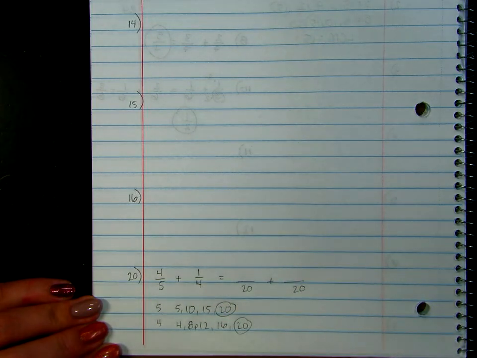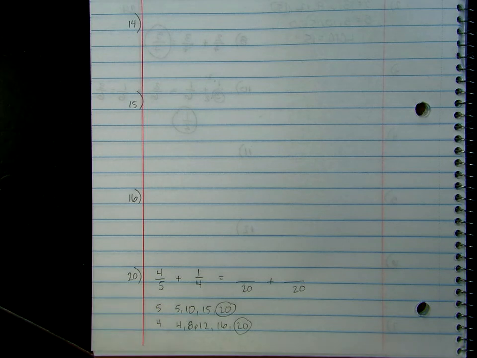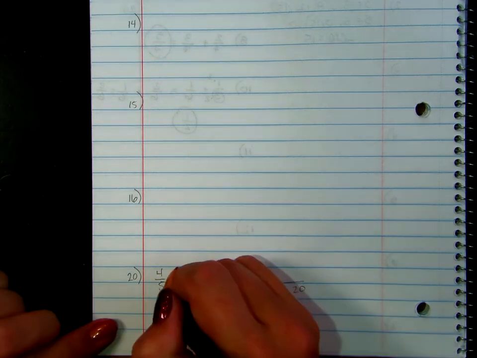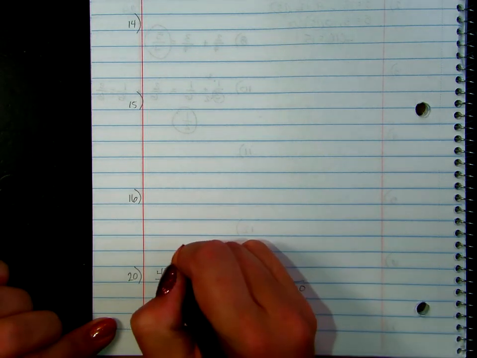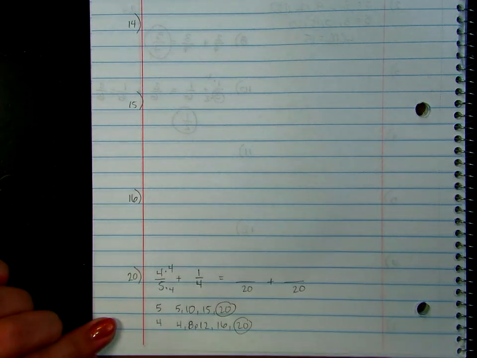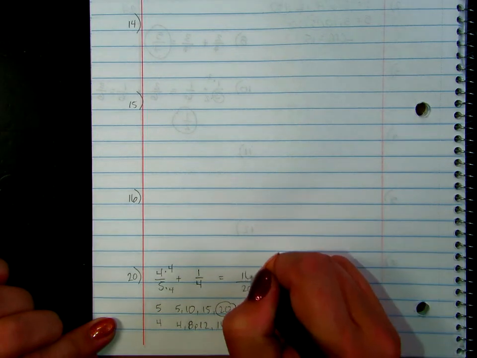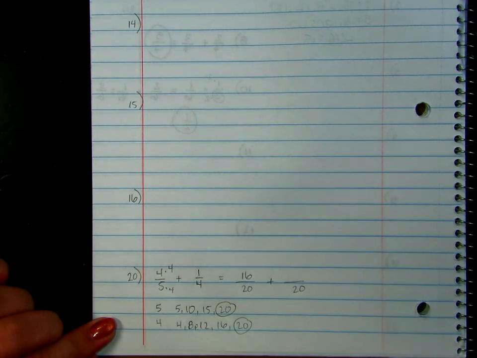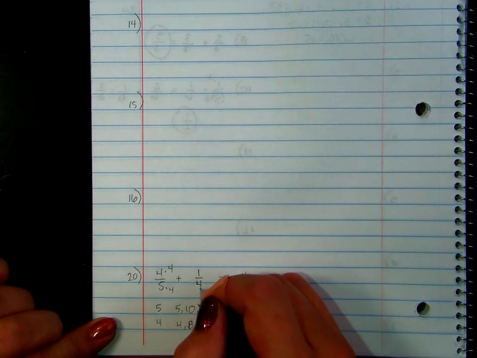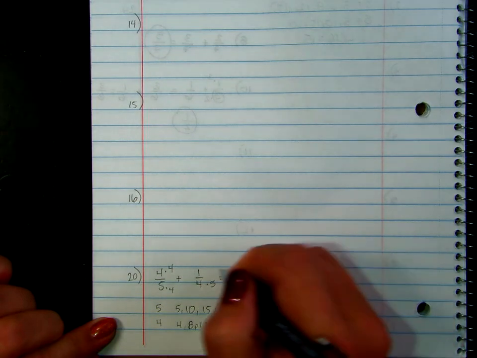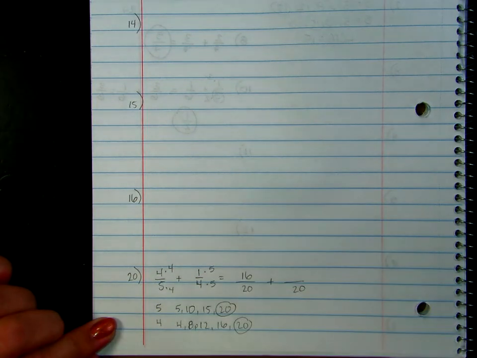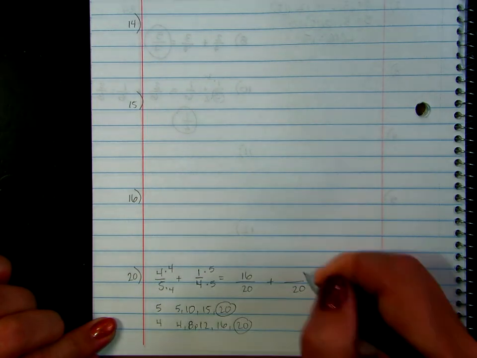Now I'm going to need to multiply each one of my denominators by a particular number in order to make it 20. And in this case, 5 times 4 is going to give me 20. So I'm going to times by 4 on top as well. So I'm going to go 4 times 4, which is 16. Now, I'm going to do the same thing over here. I'm going to go 4 goes into 20 5 times. So 4 times 5 on the bottom, and I'm going to times by 5 on top. Now that's going to leave me with 1 times 5, which is 5.